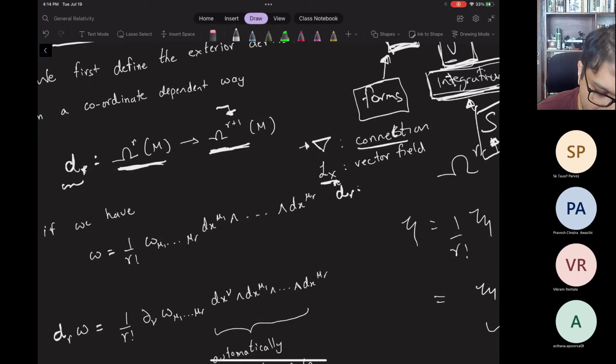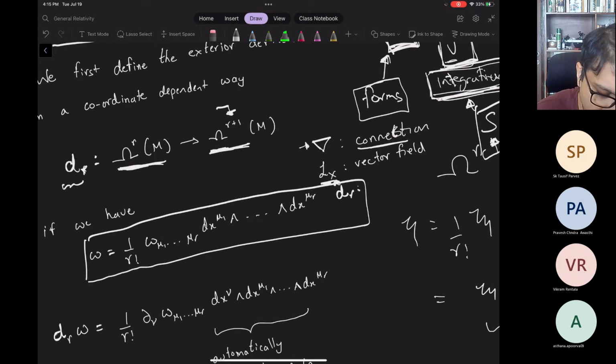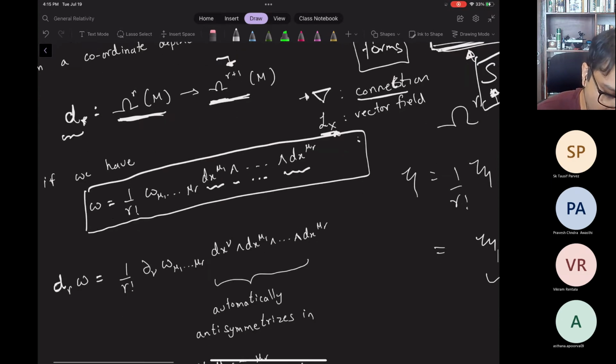Okay, so again, we'll define it in a coordinate dependent way. So let's start with some particular r-form, which we'll write without loss of generality: omega is equal to 1 by r factorial, omega_{mu1 through mu r}, dx^{mu1} wedge dot dot dot wedge dx^{mu r}. And this is our r-form. Now we'll define the action of this derivative: d_r omega is equal to 1 by r factorial times partial_nu acting on omega_{mu1 through mu r}, dx^nu wedge dx^{mu1} wedge dot dot dot wedge dx^{mu r}.